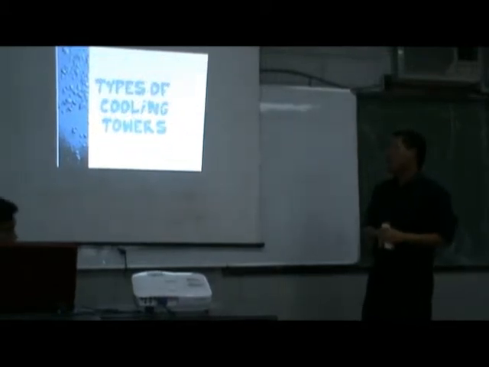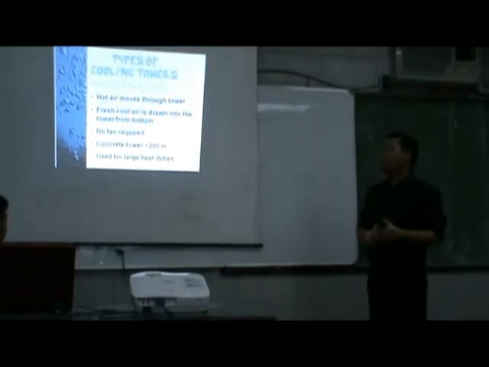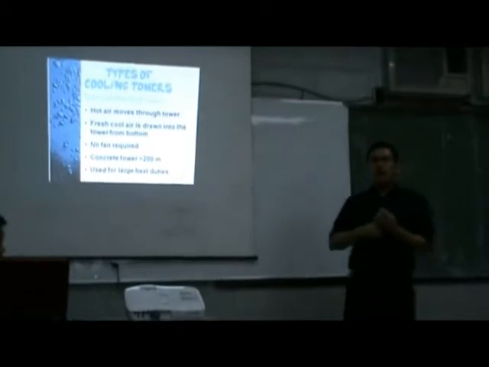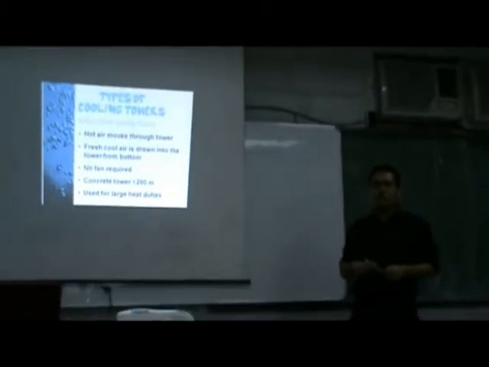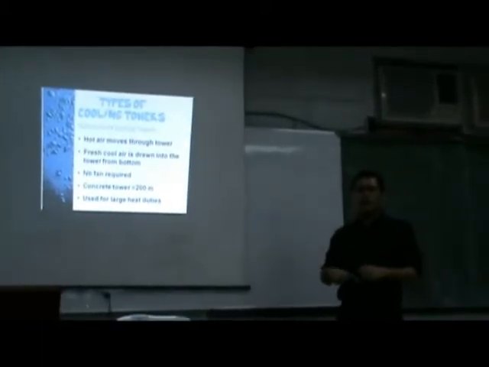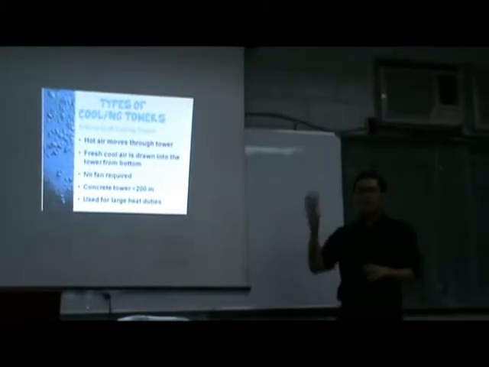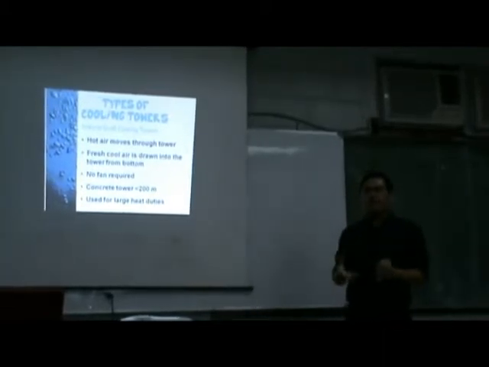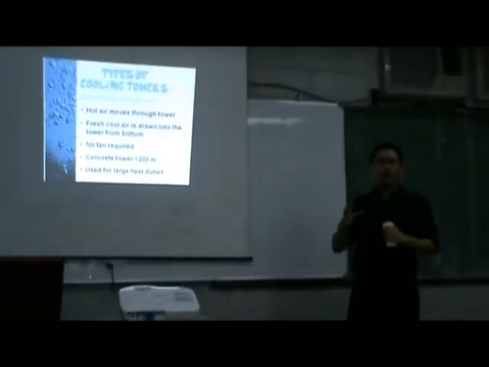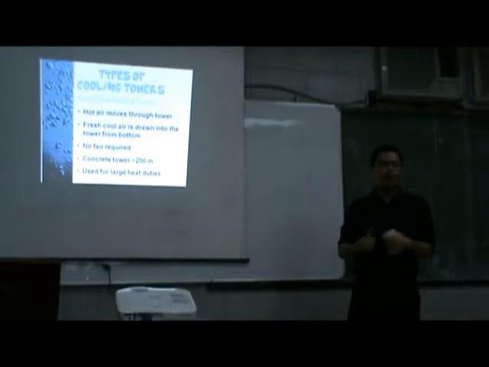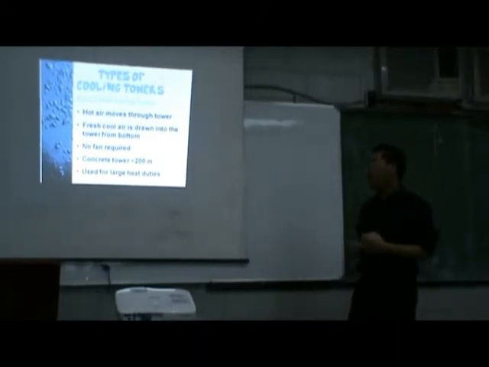So there are types of cooling towers. First, the natural draft cooling towers. This involves no use of a fan since it is governed by the difference in temperature of the ambient air and the hot air inside the cooling tower. As the hot air in the cooling tower is less dense, it tends to go outside the tower in an upward manner, while the ambient air, which is cooler than the inside temperature of the cooling tower, is drawn into the tower from the bottom.